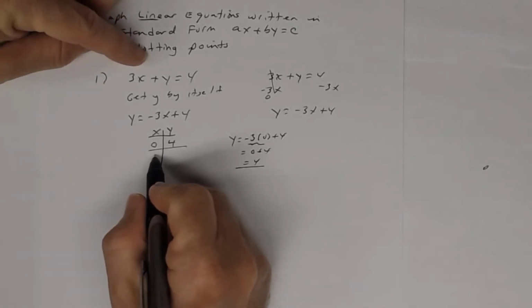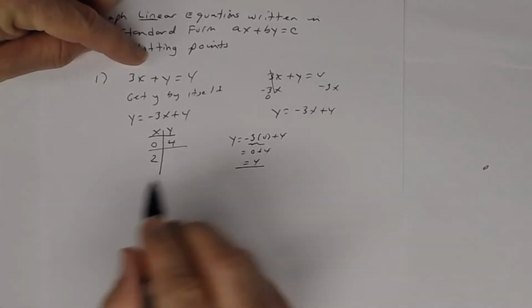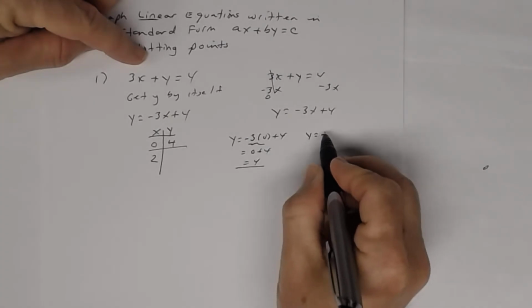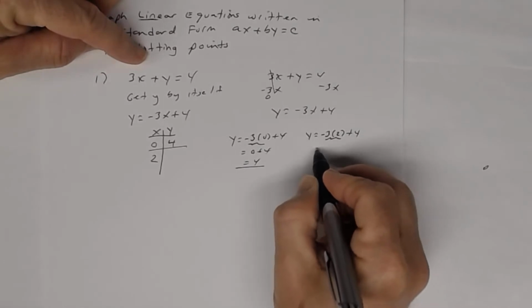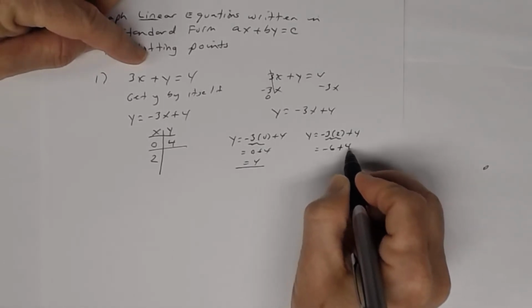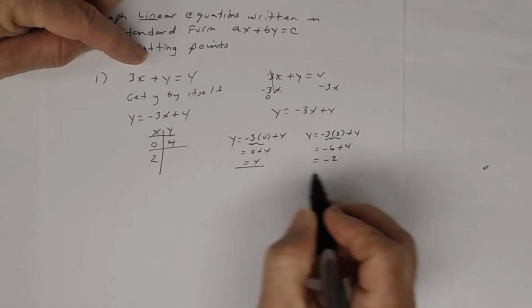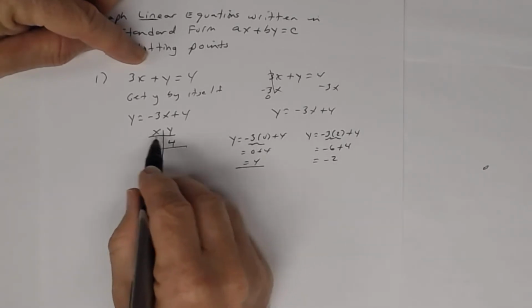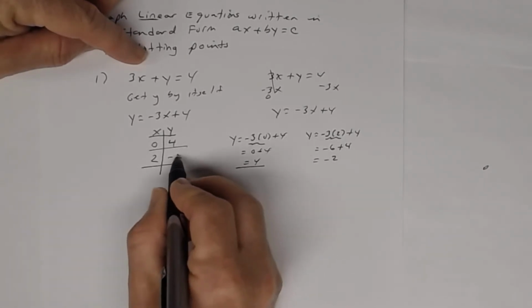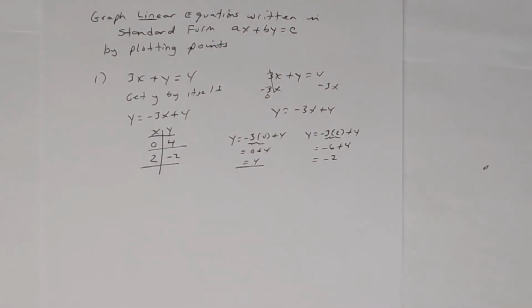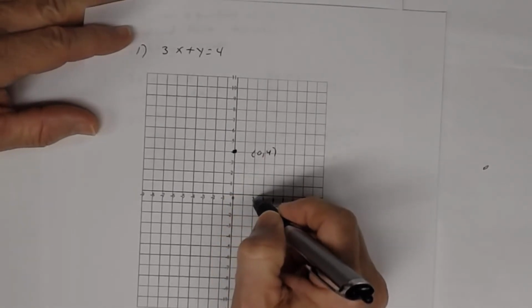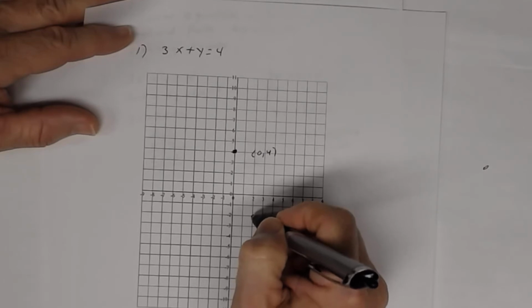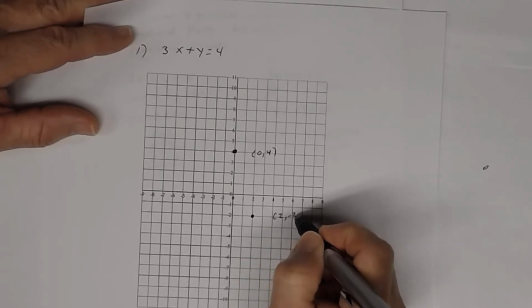If x is, let's say, 2, I get y equals negative 3 times 2 plus 4. Negative 3 times 2 is a negative 6. Negative 6 plus 4 is a negative 2. So when x is 2, my y value is negative 2. All right, very simple, right? Very simple. So I get 2, negative 2. So go to the right 2, and then down 2. There's the ordered pair 2, negative 2.